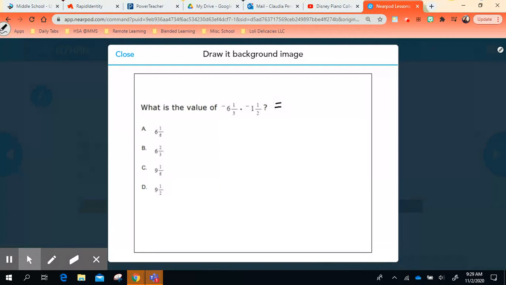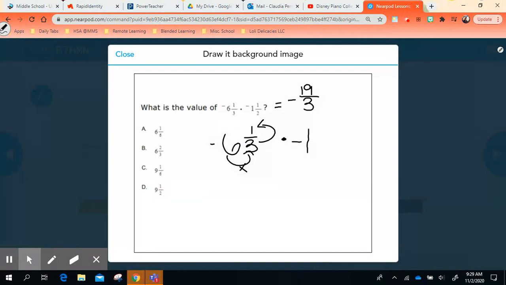So I need to turn them into improper fractions. So who can tell me how I do that? I can't remember. How do I turn it into an improper fraction? Multiply by the bottom and add the top. Good. I'm going to multiply by the bottom and add the top. So turning it into an improper fraction, I'm going to multiply. So 6 times 3 is what? 18. Then plus 1, 19. So negative 19 over 3.